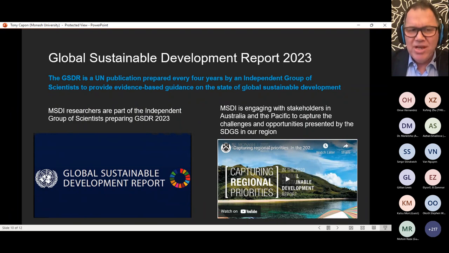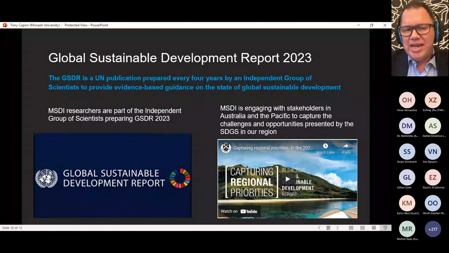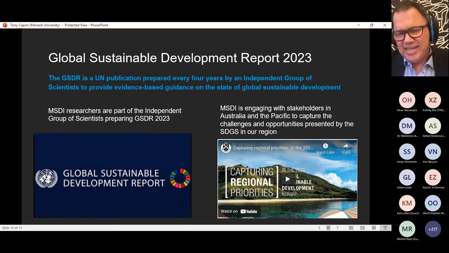Many of you will know that the GSDR is a UN publication prepared every 4 years by an independent group of scientists to provide evidence-based guidance on the state of global sustainable development. And we have MSDI researchers a part of this process. And you can see here on the right that we're engaging stakeholders across Australia and the Pacific to capture insights from the region. Next slide, please.